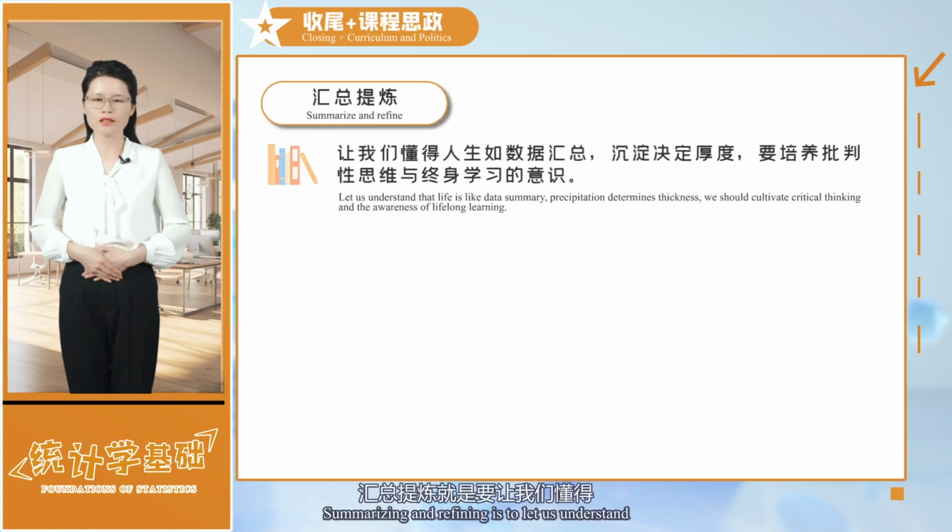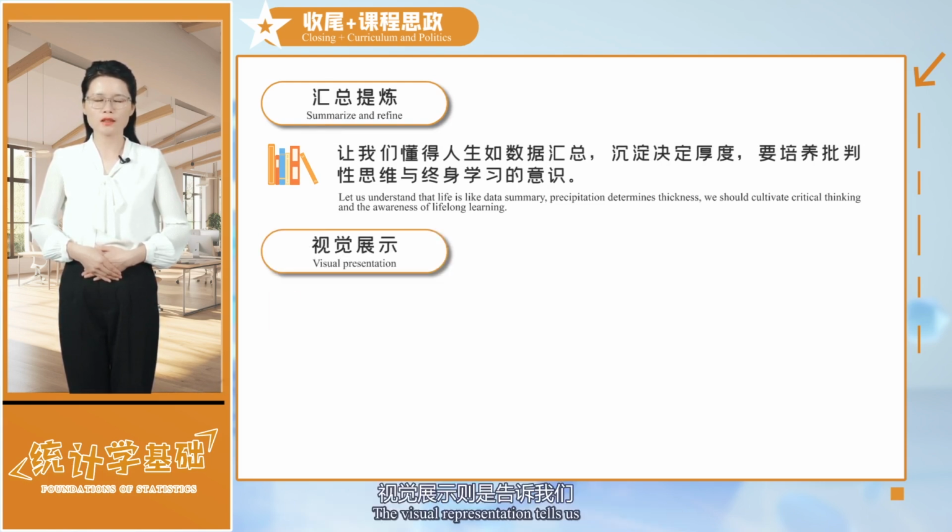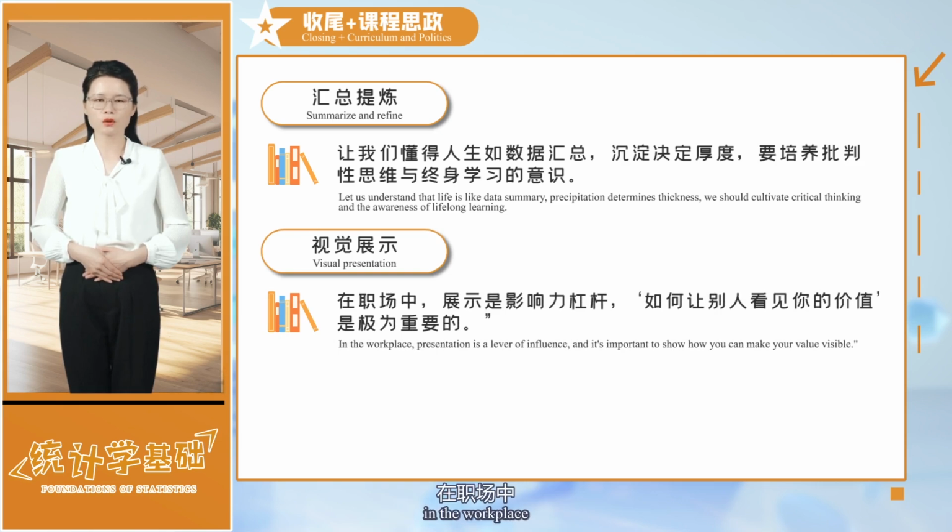Summarizing and refining is to let us understand: life is like data. Summary precipitation determines thickness. To cultivate an awareness of critical thinking in lifelong learning, the visual representation tells us, in the workplace, presentation is a lever of influence, and how you can let others see your worth is extremely important.